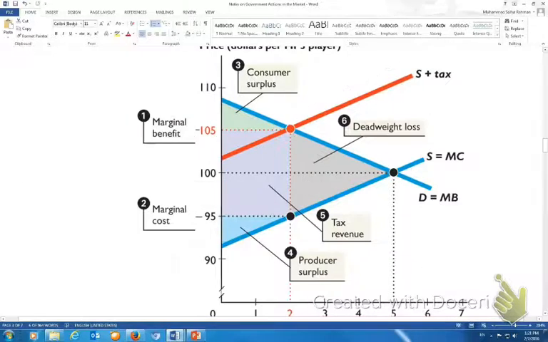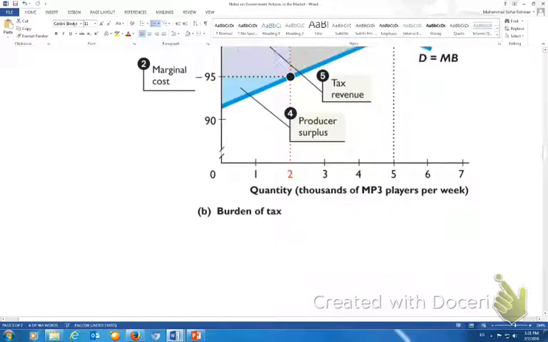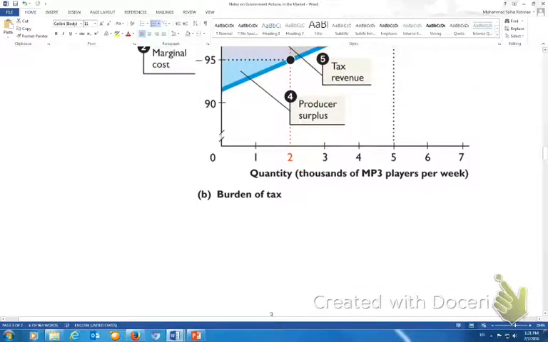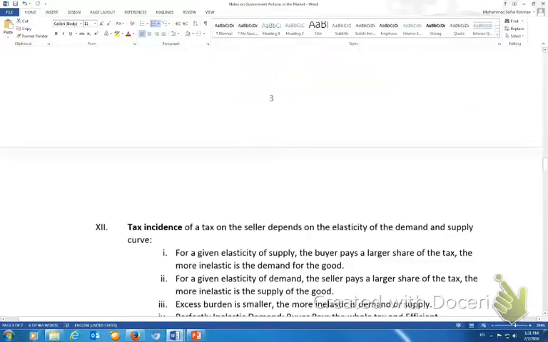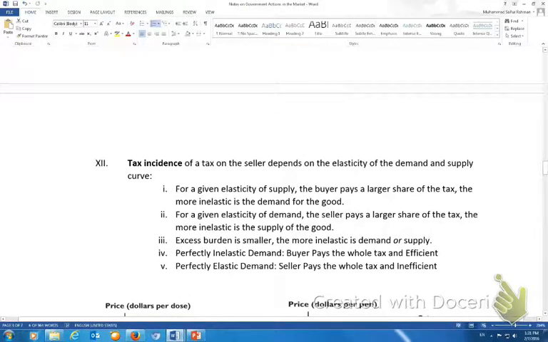Okay, let us now try to understand how the magnitude of this deadweight loss and the magnitude of this excess burden is affected by the elasticity of supply and the demand curve. Let's look at some of the cases that we're going to look at in a minute. First of all, let's look at A. For a given elasticity of supply, the buyer pays a larger share of the tax, the more inelastic the demand for the good is.